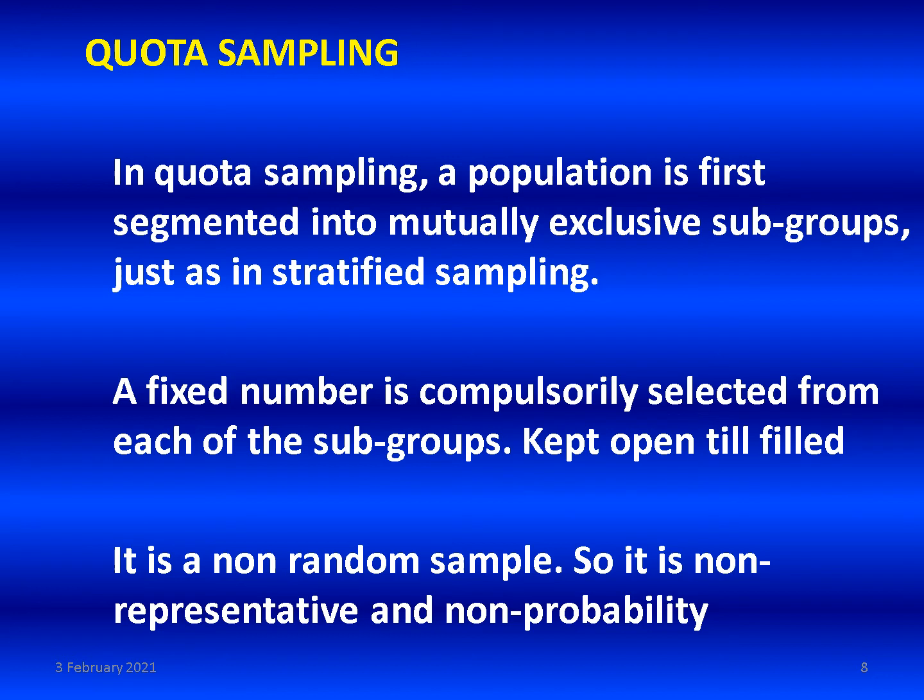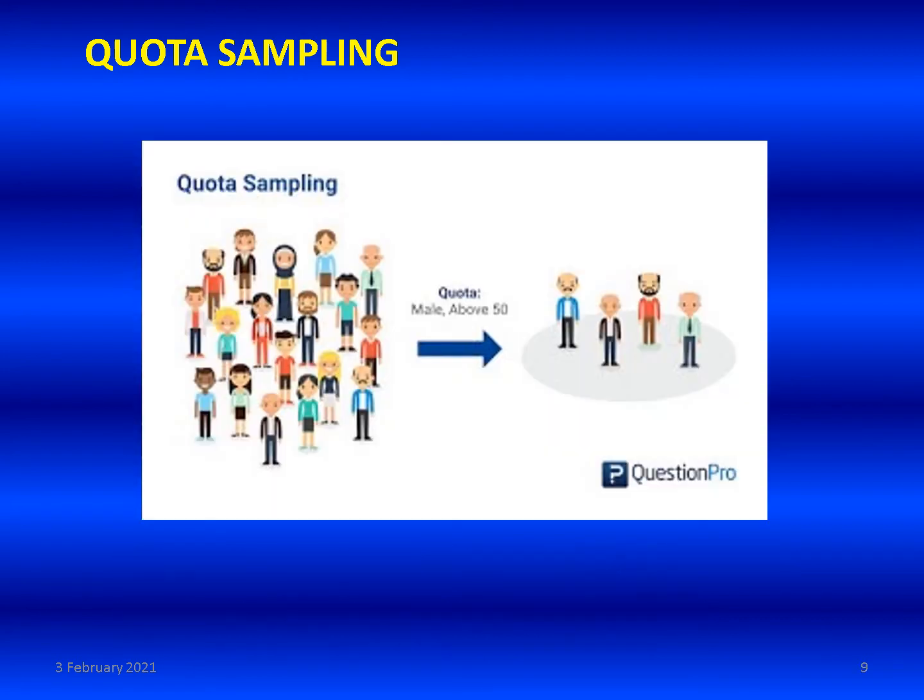A fixed number is compulsorily selected from each of the subgroups, kept open till filled. It is a non-random sample, so it is a non-representative and a non-probability sampling. This is an example. One category is male above 50 years. So they will select all the people in that category, male above 50 years. If the sufficient number is not reached, that quota will be kept open till more number of people join that category of the sample.